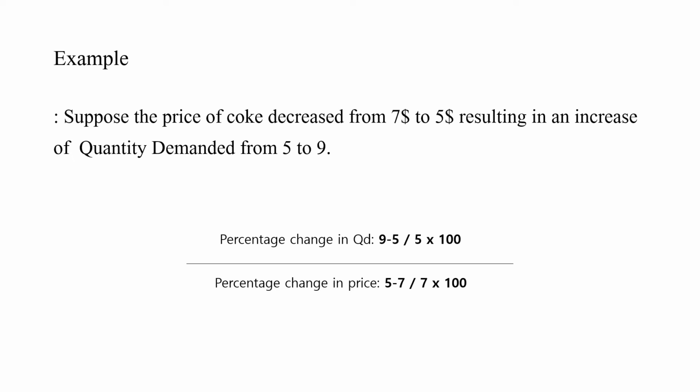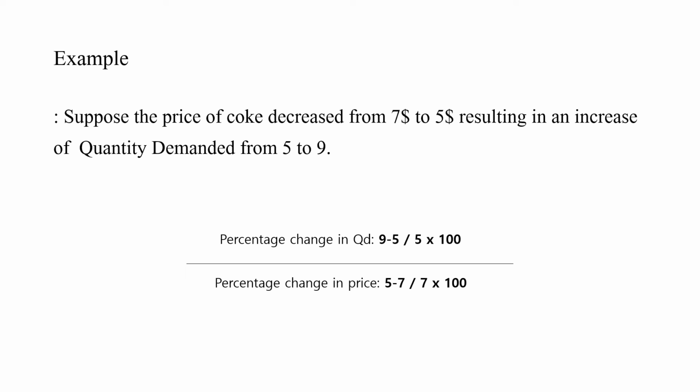So here I brought an example. Suppose the price of Coke decreased from $7 to $5, resulting in an increase of quantity demanded from 5 to 9. In order to find the price elasticity of demand, what we want to find is the percentage change, right? Let's do it first for the quantity demanded. We subtract the initial value 5 from the later value 9 and divide that by the initial value and multiply that by 100 since we need to find the percentage.